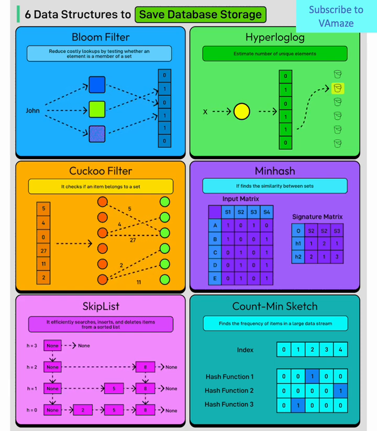6. Count-Min Sketch, the heavy hitter finder. What it does: tracks frequency of items in data streams using minimal memory, perfect for finding the most common elements.